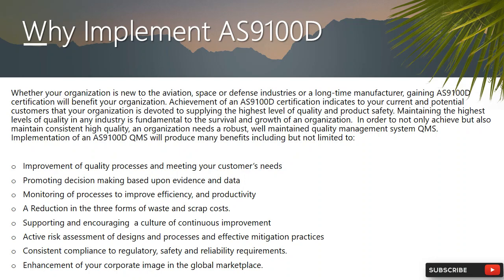Implementation of an AS9100 QMS will produce many benefits, including but not limited to improvement of quality processes and meeting your customers' needs, promoting decision-making based upon evidence and data, monitoring of processes to improve efficiency and productivity, a reduction in the three forms of waste and scrap costs, supporting and encouraging a culture of continuous improvement, active risk assessment of designs and processes and effective mitigation practices, consistent compliance to regulatory, safety and reliability requirements, enhancement of your corporate image in the global marketplace.